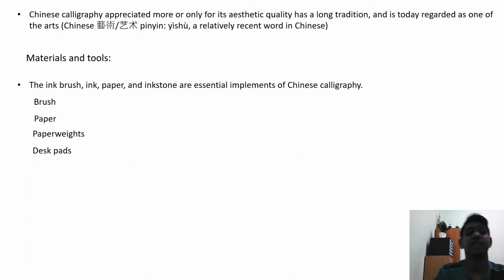Chinese calligraphy is appreciated for its aesthetic quality, has a long tradition, and is today regarded as one of the arts. Materials and tools. The main tools are the ink brush, ink, paper, and inkstone, which are essential implements of Chinese calligraphy. Brush, paper, paperweights, and displays are the main things when they are doing painting.